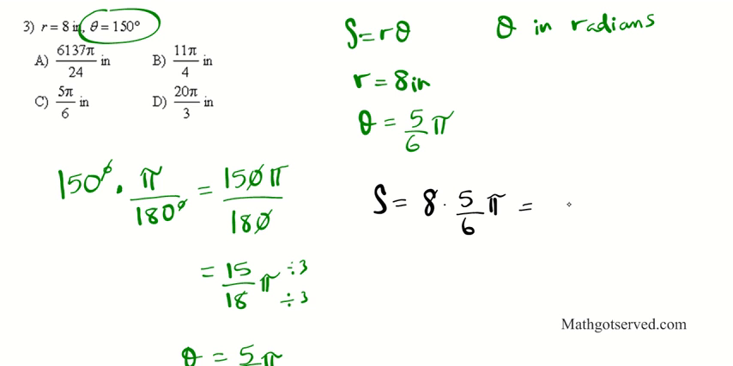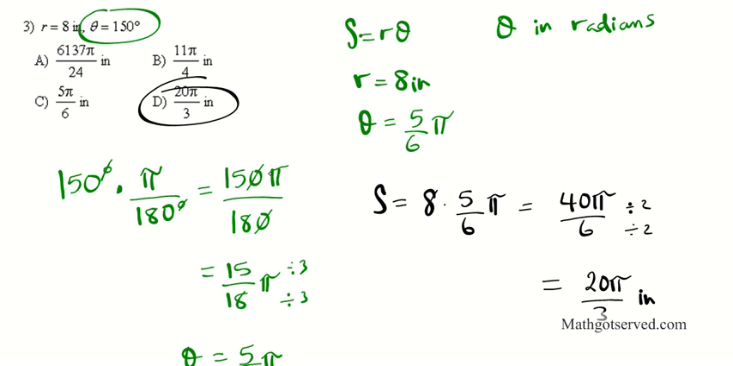All right, this becomes 40 pi over 6. Divide top and bottom by 2. And then you're going to have 20 pi over 3 inches as your arc length. So your answer is D. Okay. All right, let's move on to question number 4.